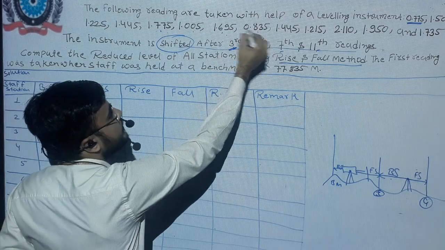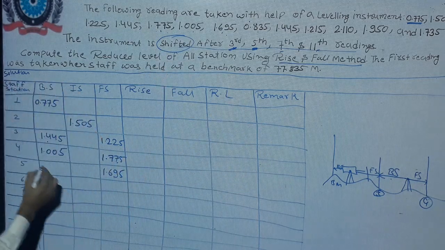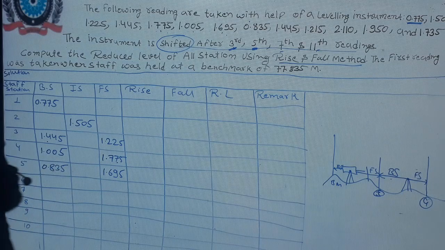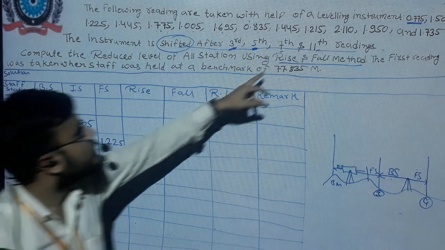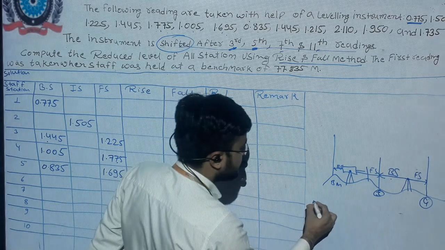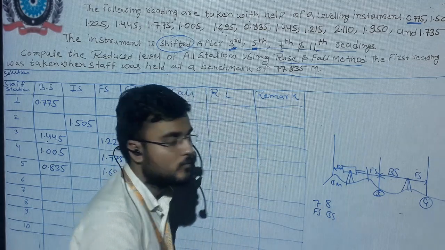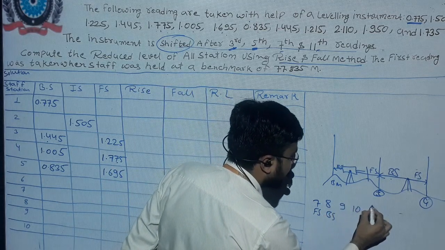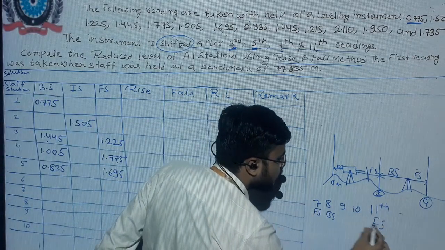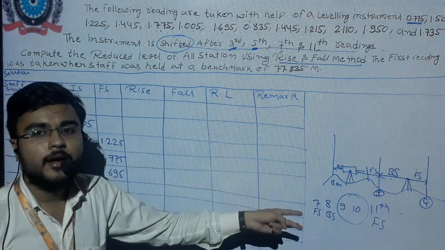Now after the seventh, the eighth reading, 0.835, is considered a backside. 0.835 in the backside column. Then again, after the 7th reading the instrument is shifted, up to the 11th reading. It means the 7th reading is foresight, then the 8th reading is backside. Now 9, 10 and 11. We know the 11th reading is foresight. So the 9th and 10th readings, these two readings, are considered in the intersight.